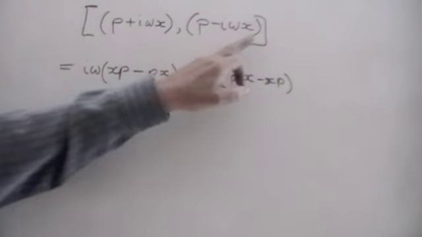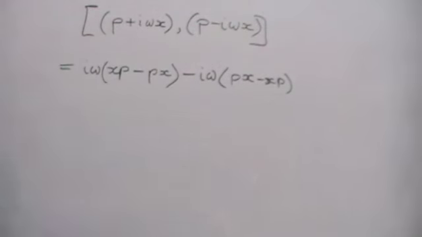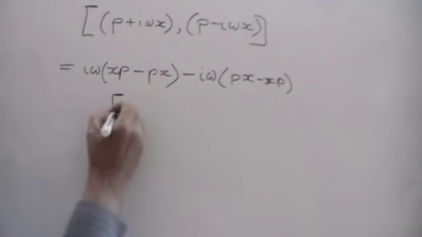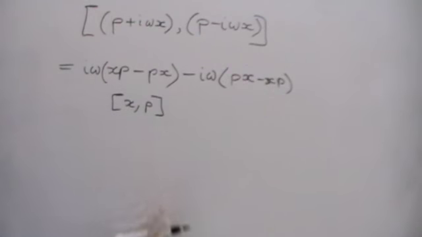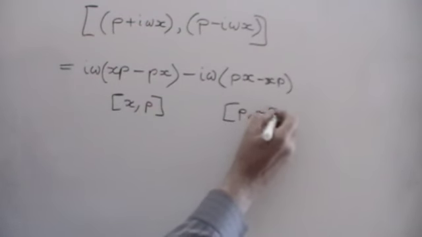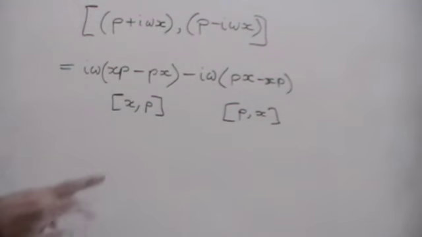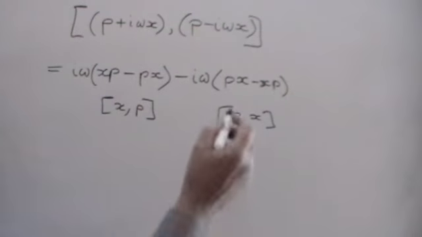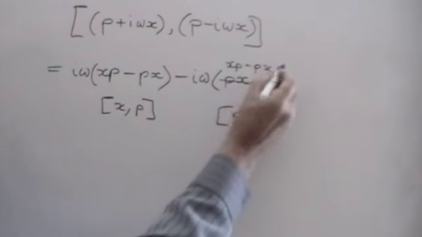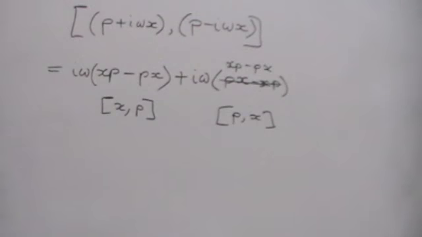So that will be the consequence of doing the commutator here. You'll notice that we've got an xp minus px, which is the commutator of x with p. And here we've got a px minus xp, which is the commutator of p with x. But I said you could convert this to this simply with a minus sign. So I can effectively make that xp minus px simply by changing the sign here.